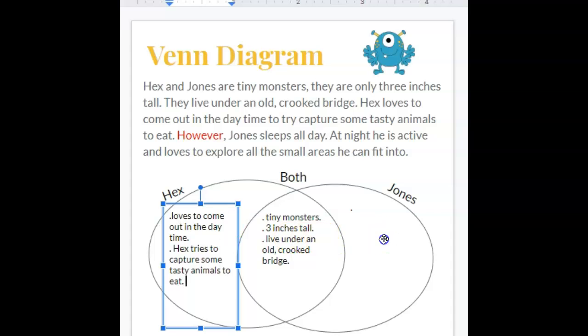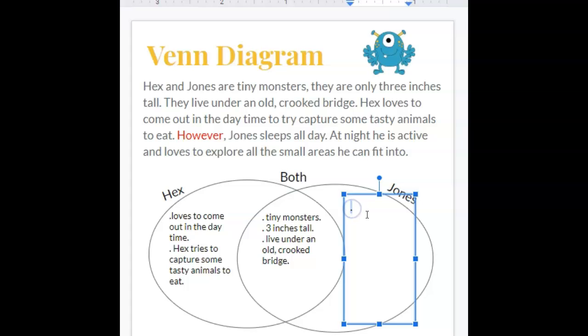Okay. However, this shows me that there's going to be a difference between Hex and Jones. However, Jones sleeps all day. Okay, that's different than Hex because Hex loves to come out in the daytime. Jones sleeps all day. At night, he is active. So Jones is active at night. Okay. And he loves to explore all the small areas he can fit into. So loves to explore all the small areas he can.